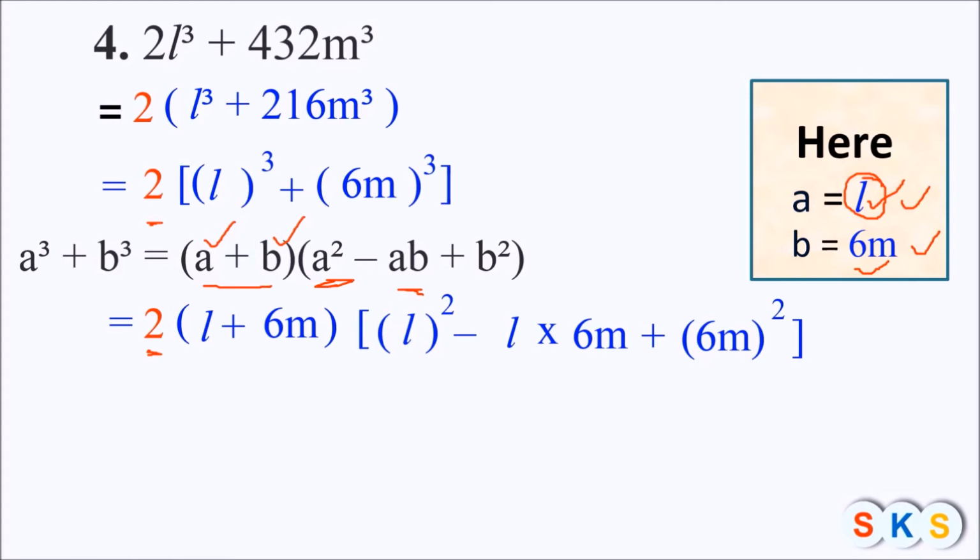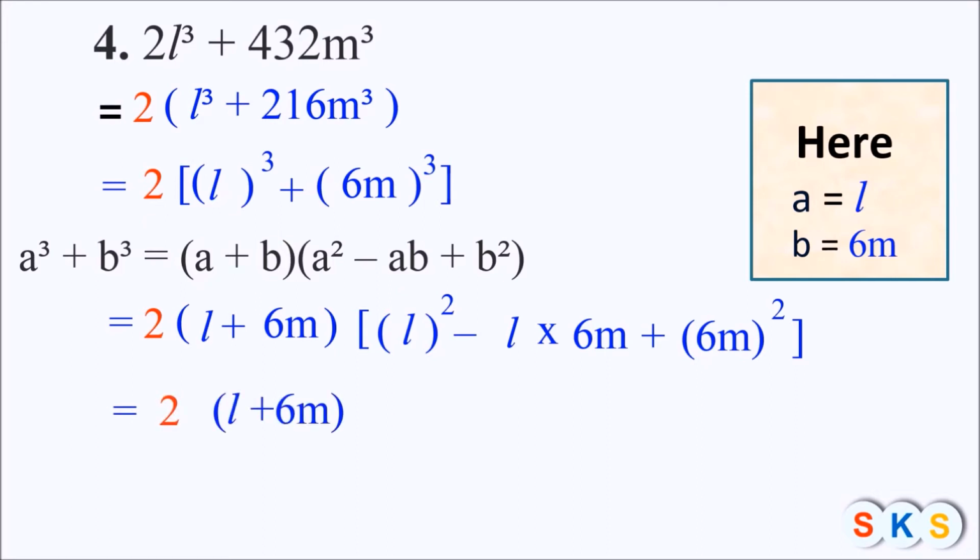After substituting the value of a and b in this formula, we will simplify it further. So we will get here 2 in a bracket l plus 6m, right? It cannot be simplified further, so I've copied it as it is. In the second bracket, here we have the first term as l square. What is the first term in a bracket here? L square. L square means l into l. So what we'll get here? L square minus l into 6m. L into 6m, what we'll get? If we multiply l with 6m, we will get 6lm plus square of 6m.